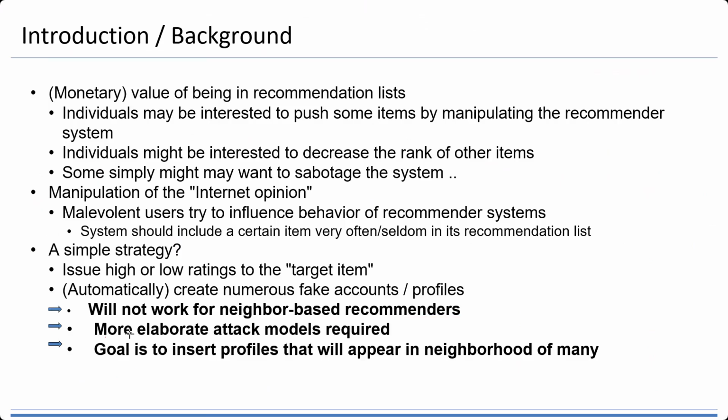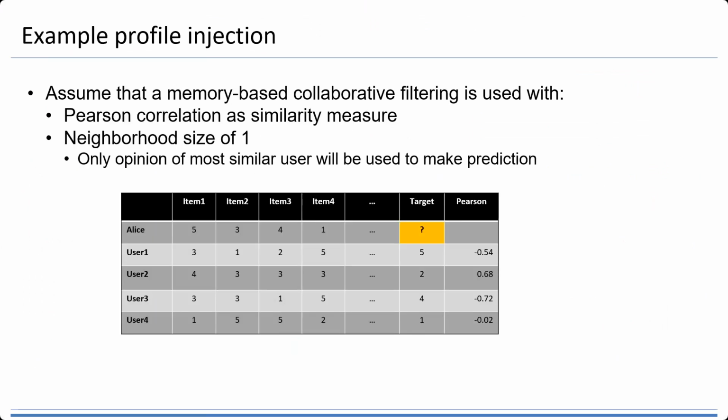Then we need to know how to deal with the attack models. The goal is to insert profiles that will appear in the neighborhood of many users. So this is how we can put in a profile that will appear nearly the same as the neighborhood. Let's see later with some examples. So this is the profile injection. I will also give you another example later, but let's see this one.